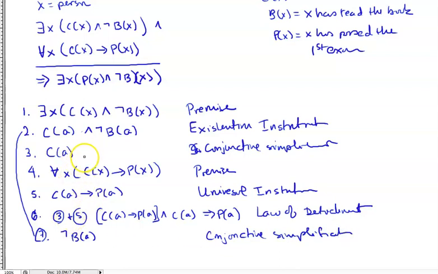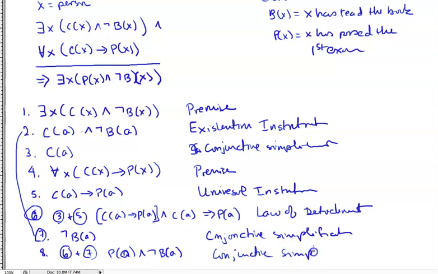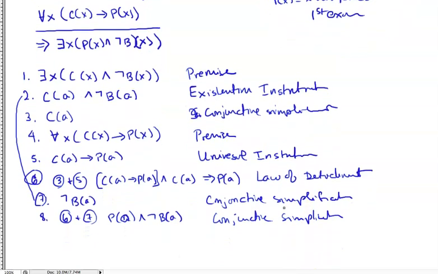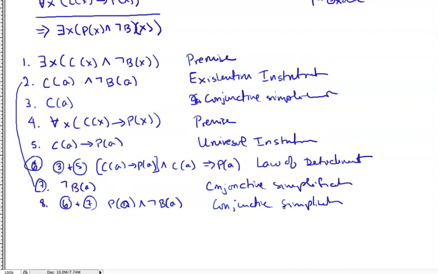Okay, and then I'm going to put together these two. I'm going to put together 6 and 7. So this is number 8. So 6 and 7, Pa and not Ba. This is conjunction, going the other way, taking two separate statements and making them one with an AND in the middle.